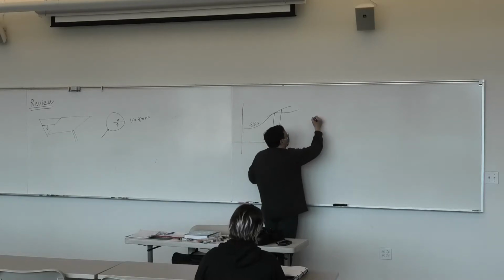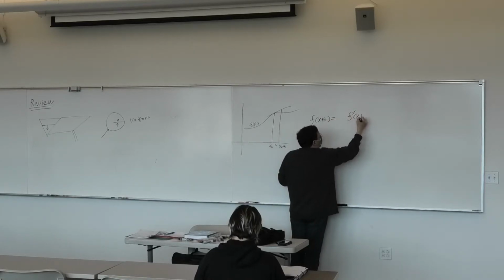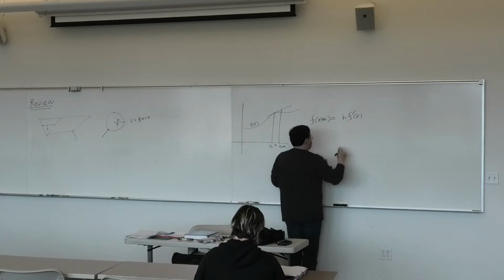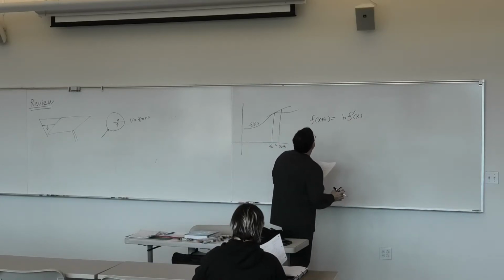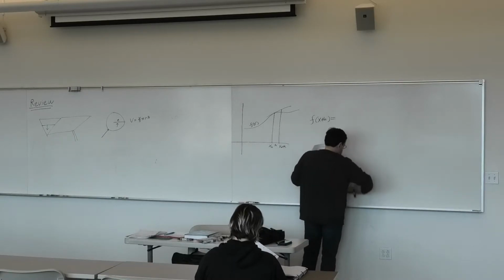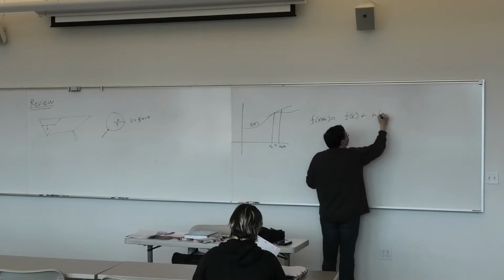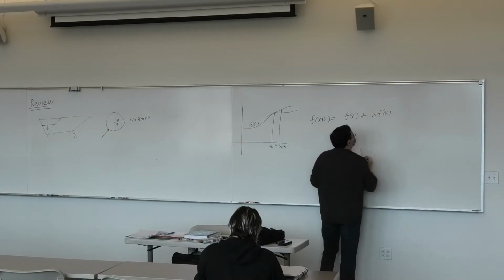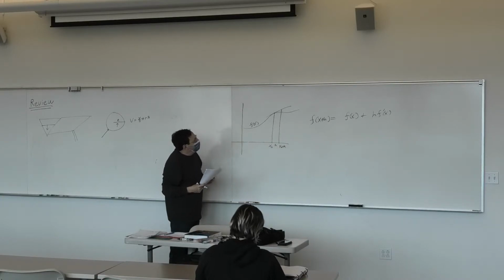It says that f of x plus h is, I'm going to get it wrong, f of x plus h times the derivative at x. I think that's right.